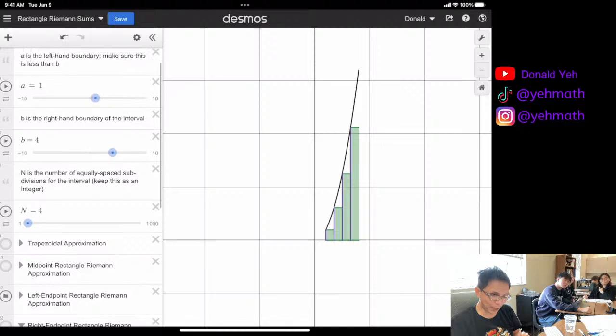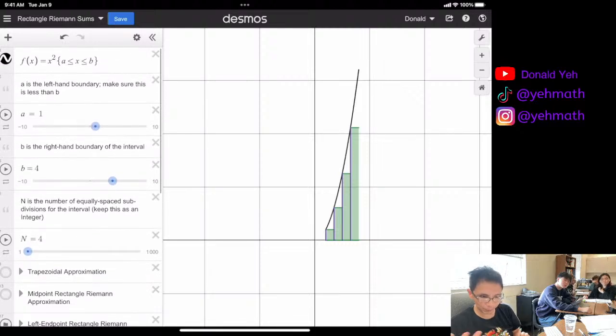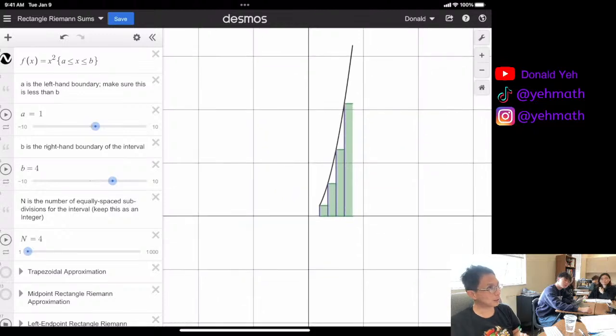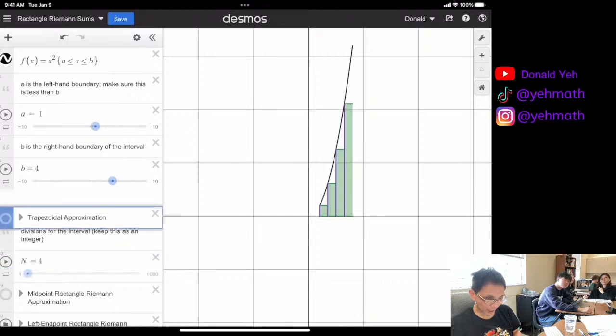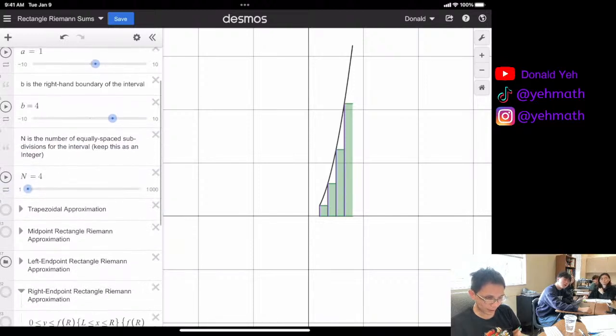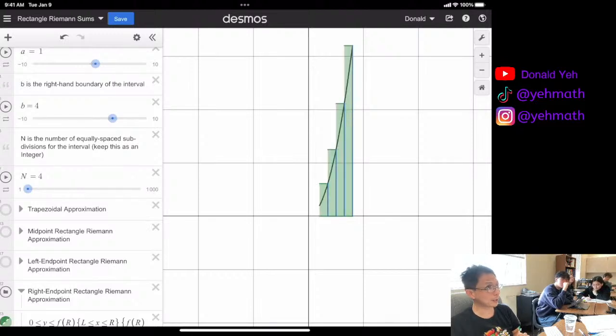This is a function, and between 1 and 4, I'm going to break it up into 4 sections. This is called a left-hand approximation, based on the left endpoints. It looks like this. This left-hand Riemann sum is an underapproximation. You can see the right end is an overapproximation. Do you see that?